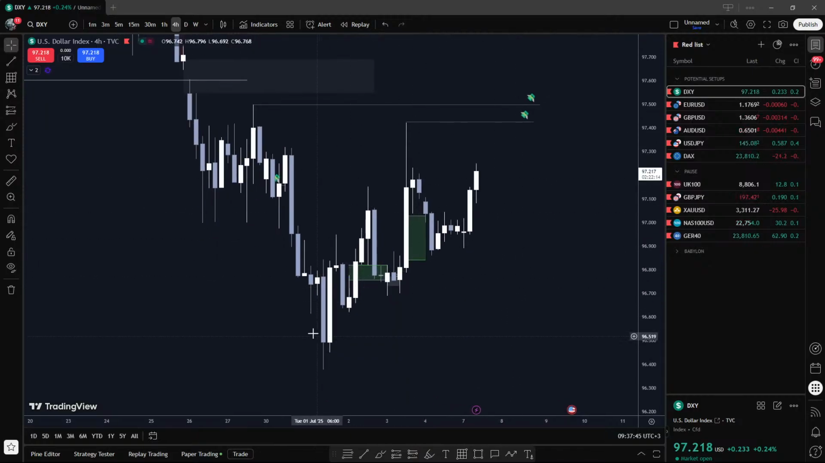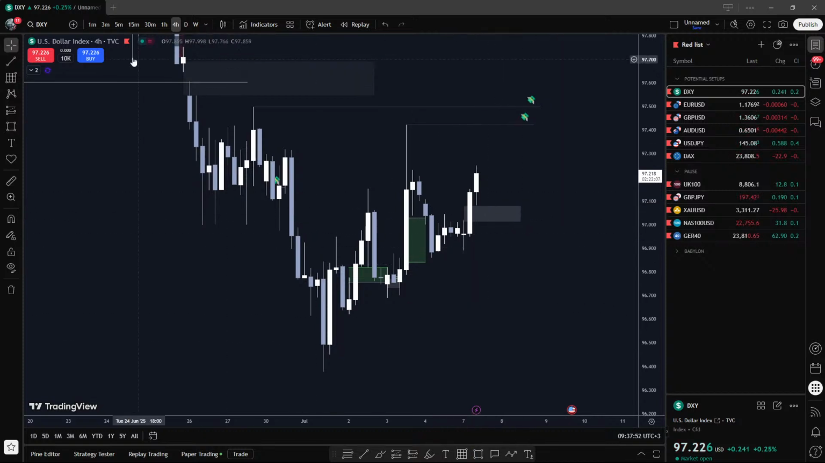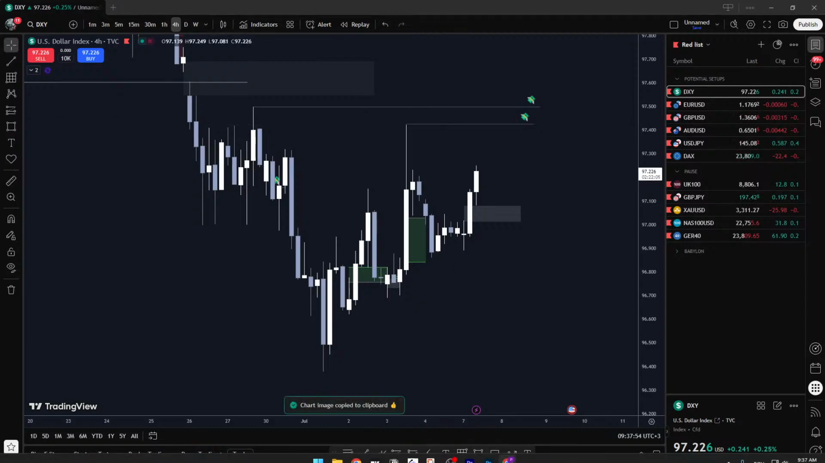We have 2 gaps to clear, bullish structure getting respected. Now we have this 4-hour FVG here being formed, so we have really clear bullish order flow.